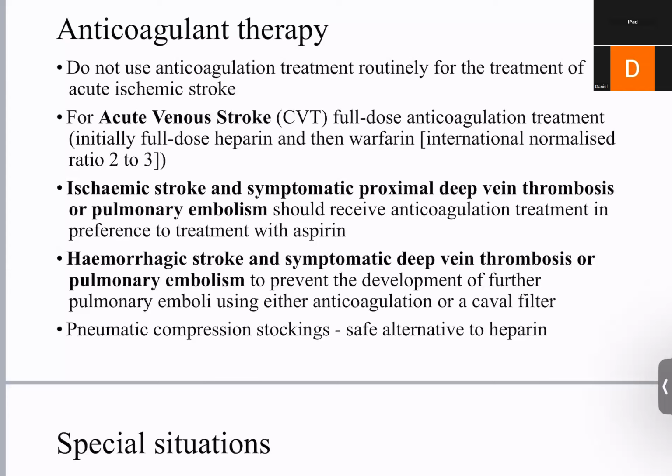should be given. If the patient is having hemorrhagic stroke and there is symptomatic DVT or pulmonary embolism, to prevent the development of further pulmonary emboli, either you can go for anticoagulation or IVC filters. Again, pneumatic compression stockings are a safe alternative to heparin.